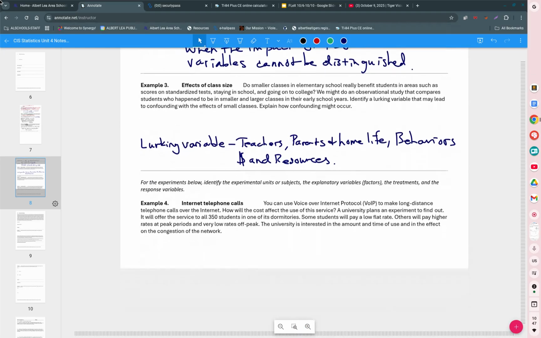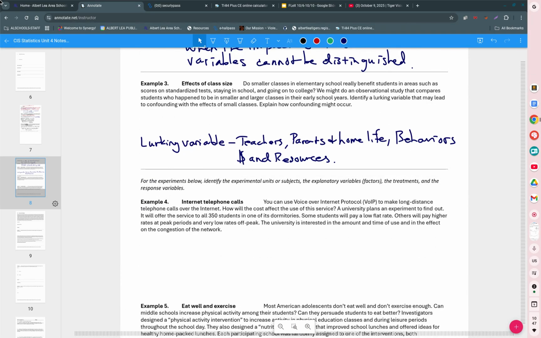Let's actually look at example 3 so we can see what it says. It says, do smaller class sizes in elementary schools really benefit students in areas such as scores on standardized tests, staying in school, and going to college? We might do an observational study that compares students who happen to be in smaller and larger class sizes early in the school years, but these are variables that can definitely impact it without a doubt. Okay? So, beware of those.